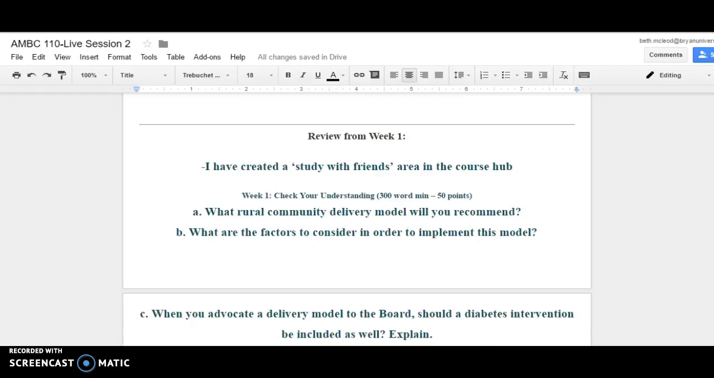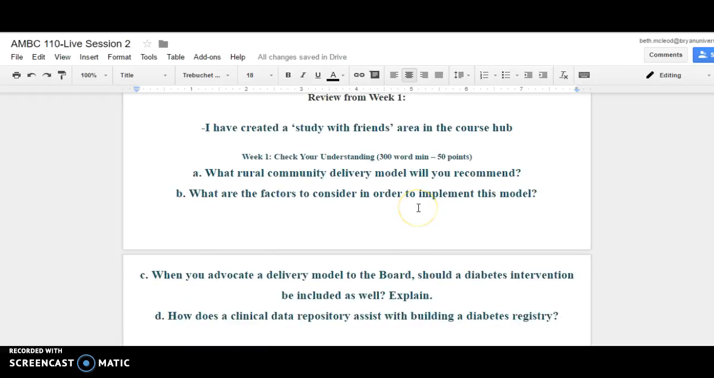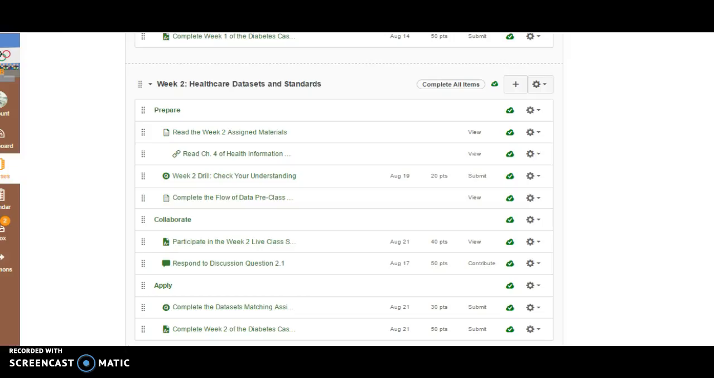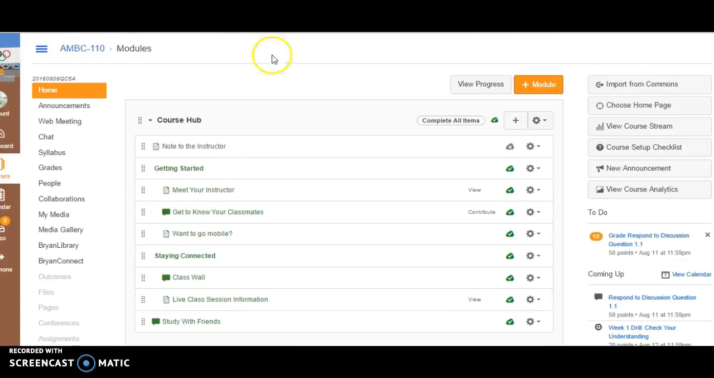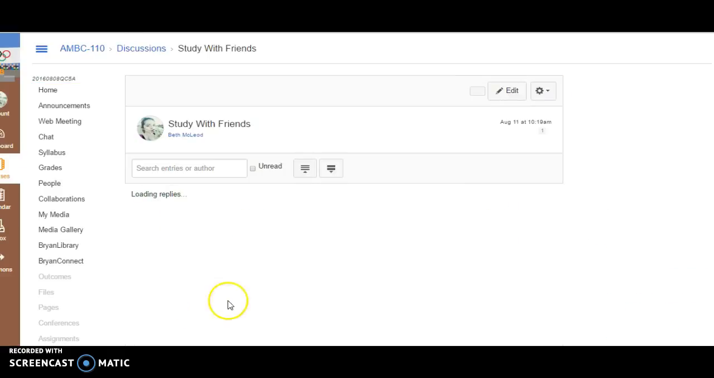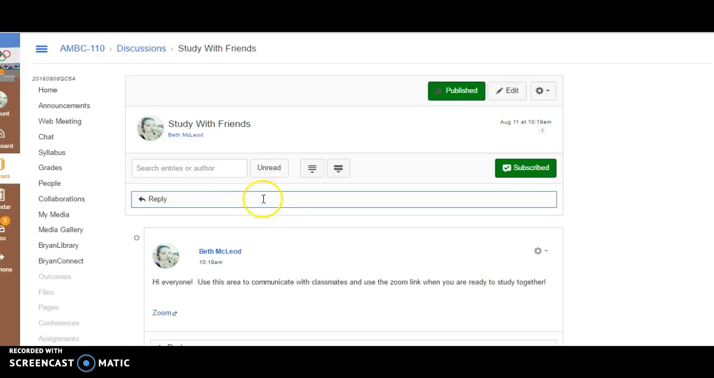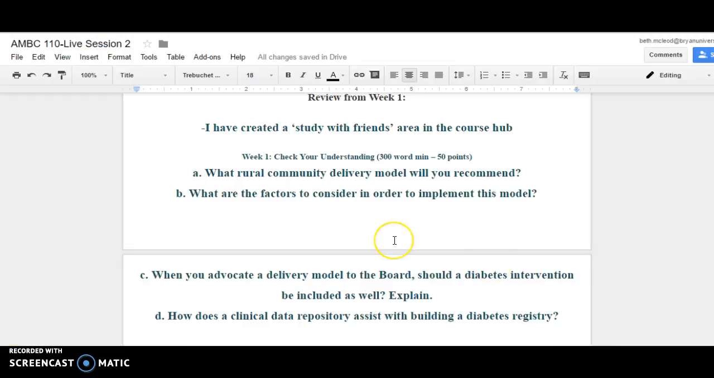So the focus on preventive care is really important. Last week we talked about a few different things. One of the things that was mentioned was creating a Study Buddy link. So I created that Study with Friends area in the course hub. It is right up here under the course hub, and it says Study with Friends. You can talk back and forth on here, and when you're ready to do a Zoom session, you just click right there on that Zoom link.